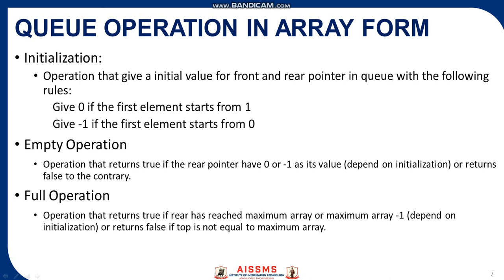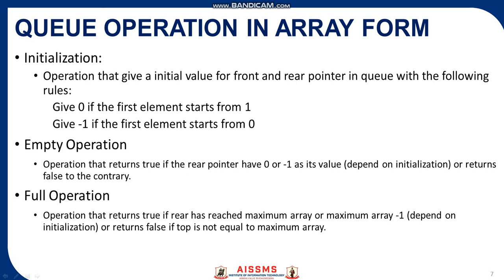Empty operation returns true if the rear pointer has 0 or -1 as its value. That depends on the initialization. If you initialize it as 0, then it will be 0 here. If you initialize it as -1, then it will show -1. So for the empty operation it depends on the value you provided here. At the time of initialization you can check whether your queue is empty or not.